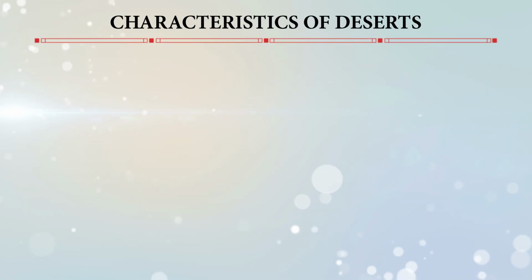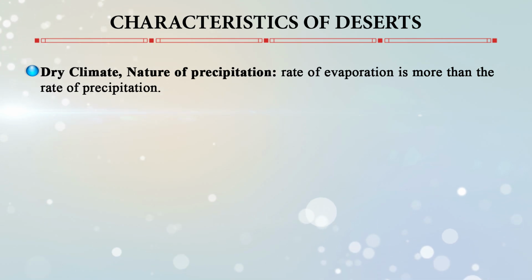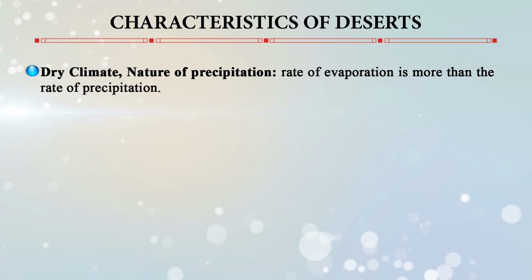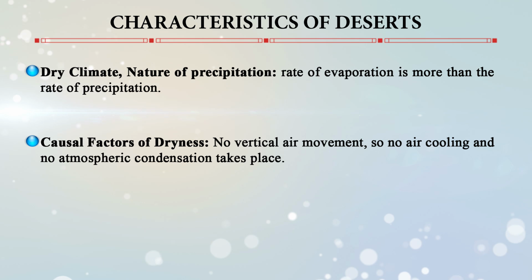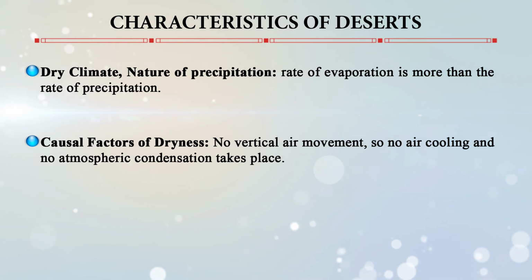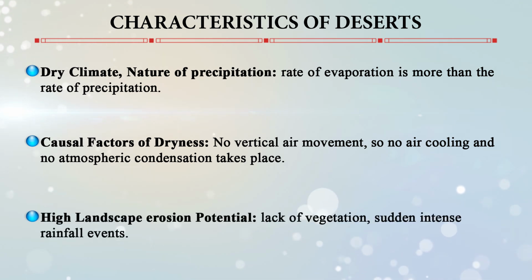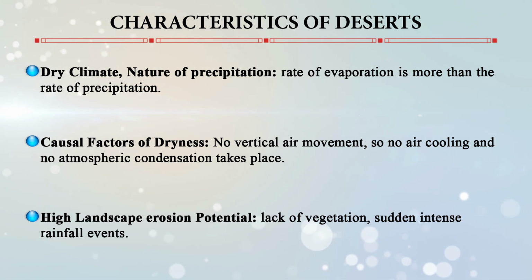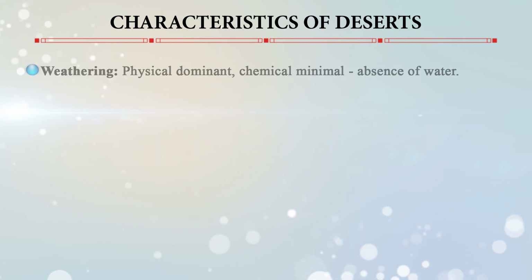What are the characteristics of deserts? Now, the desert will have a dry climate. The nature of precipitation is also important. Here the rate of evaporation, as I said, will be more than the rate of precipitation. Then there are causal factors of dryness. There is no vertical air movement, so no air cooling and no atmospheric condensation takes place. The high landscape erosion potential is there, and there is lack of vegetation, and there are also sudden intense rainfall events that can occur.